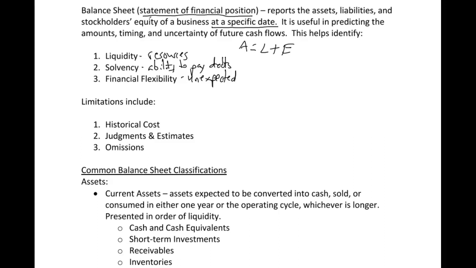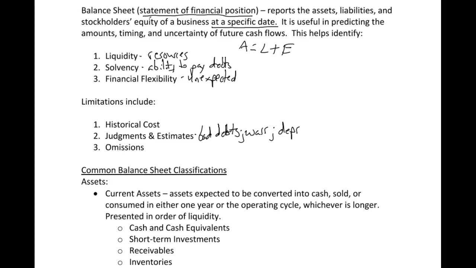Judgments and estimates. Remember, we make tons of judgments and estimates. We estimate bad debts, meaning how much we expect people not to pay us. We estimate warranty expense. We estimate depreciation, meaning the salvage value and the useful life and things like that. And then also there might be some omissions where we might see certain assets that aren't measurable or certain liabilities that might be off balance sheet. And we'll get into all these as they arise.